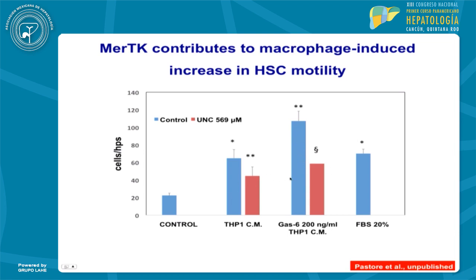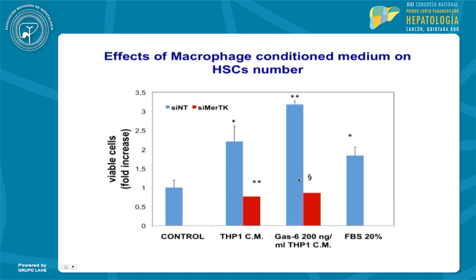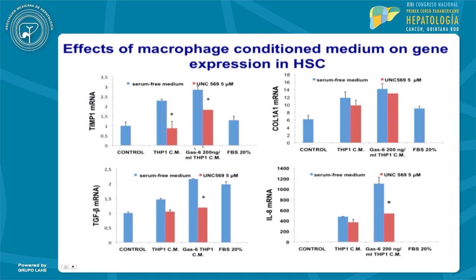And both these biologic activities are inhibitable when the macrophages, but not the stellate cells, are pretreated with the MERTK antagonist. And similar data we obtained for cell proliferation. You can see the layout of the cartoon is pretty much the same, and you can see here again that there is a very nice inhibition if you block MERTK. Interestingly, also the expression of genes that are involved in fibrogenesis, like TIMP1, collagen 1 alpha, TGF-beta, and pro-inflammatory factors such as interleukin 8 are also modulated in this fashion.